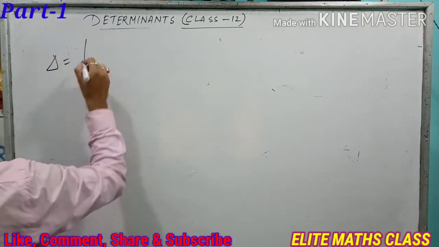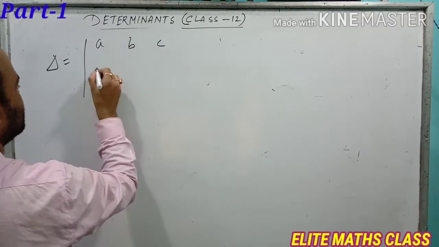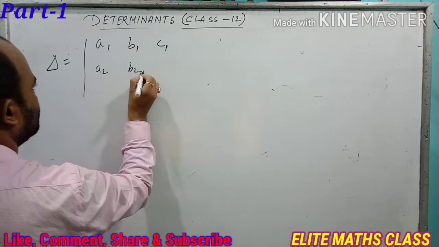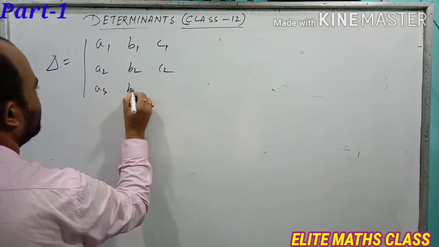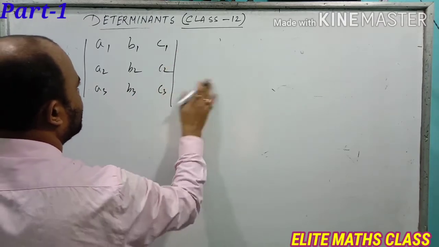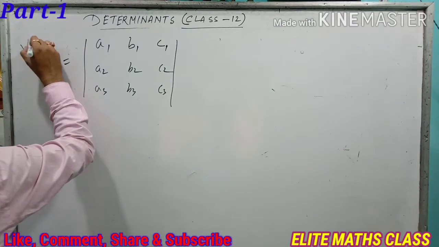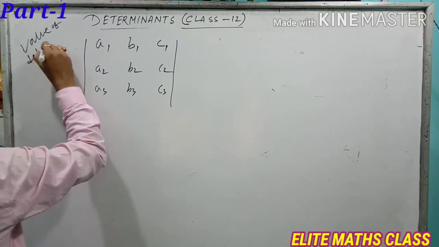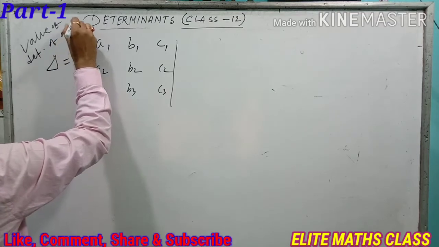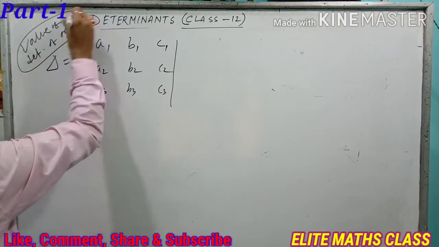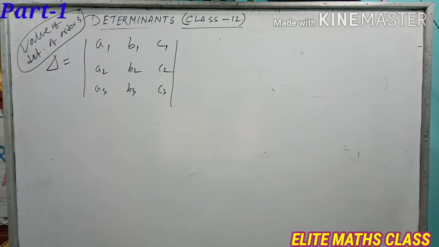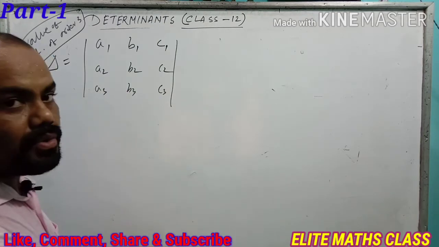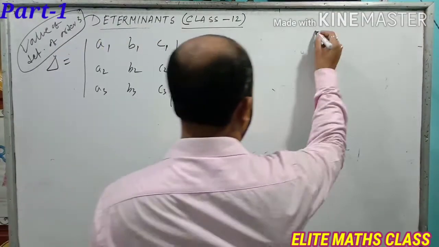Set D equal to A1, B1, C1, A2, B2, C2, A3, B3, C3. What are we finding? We are finding the value of a determinant of order 3. This is a 3 by 3 determinant. Now see how to find the value of the determinant.